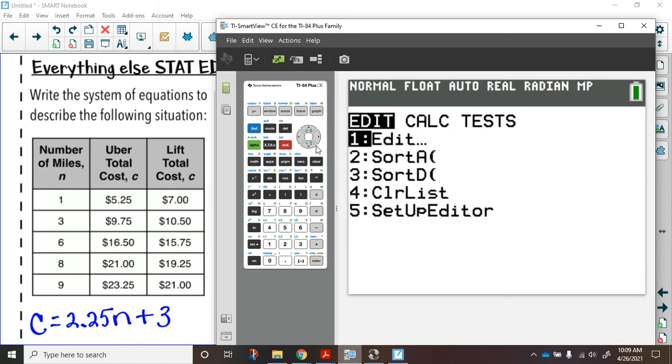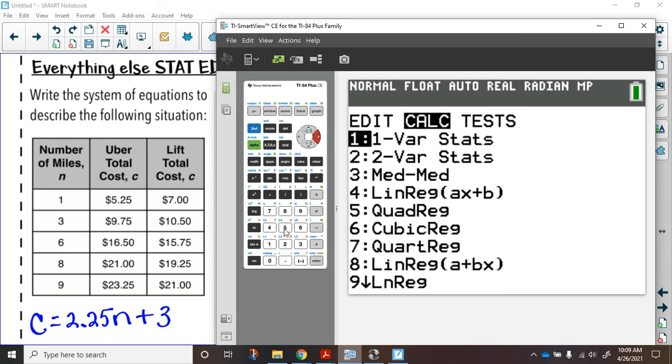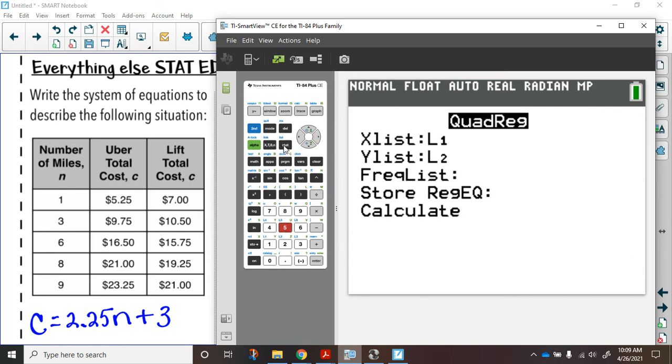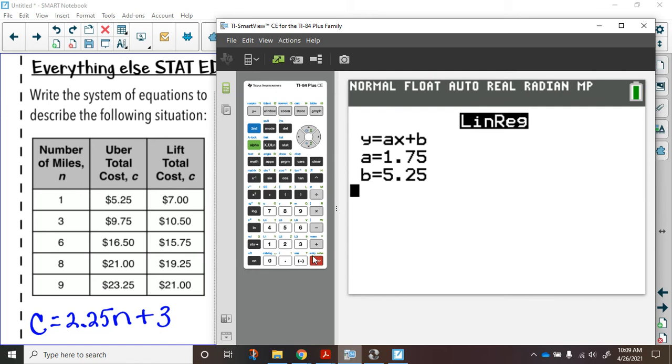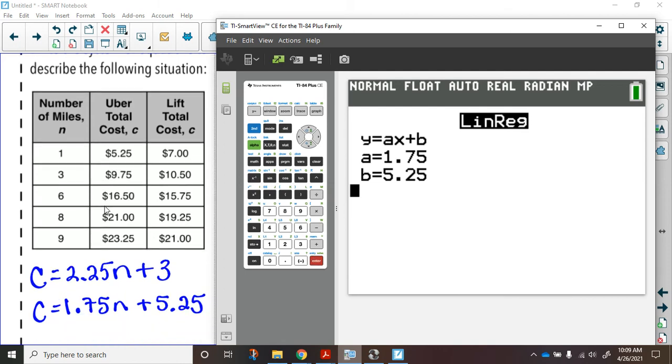So stat calc 4. I don't know why I keep saying 5. Enter 5 times. And our second equation is c equals 1.75n plus 5.25. And that would be our second equation. So that's how we would do a system using StatEdit.